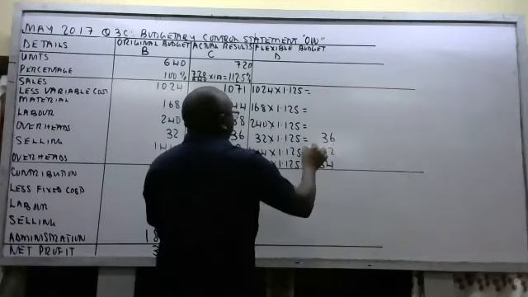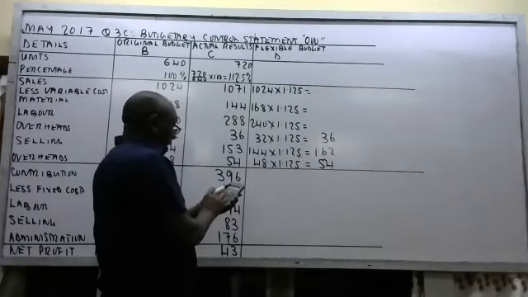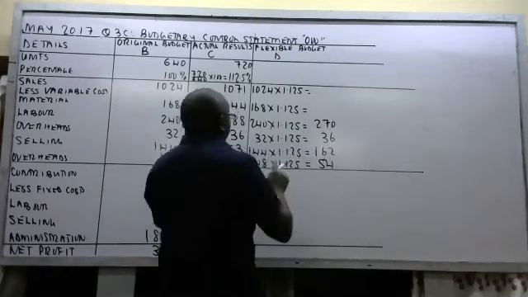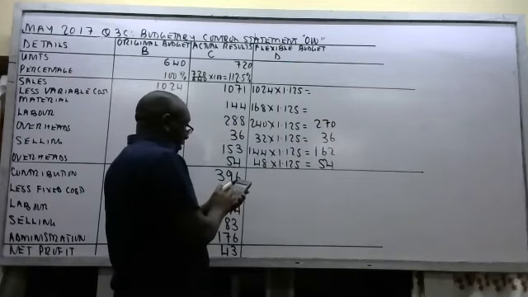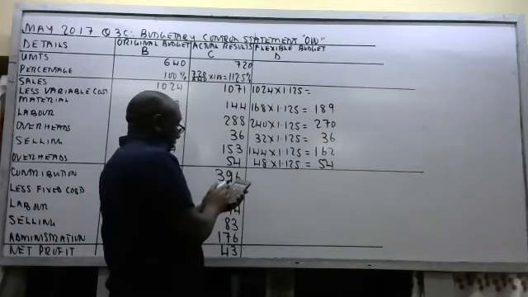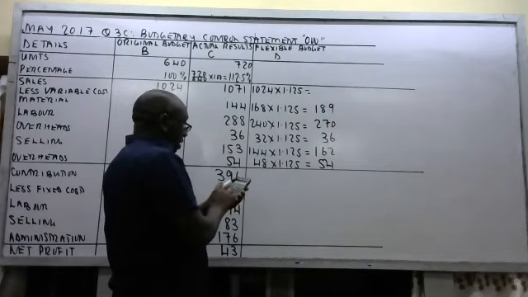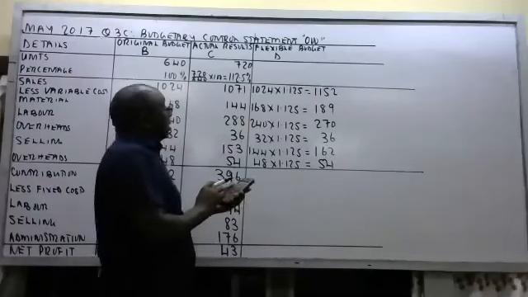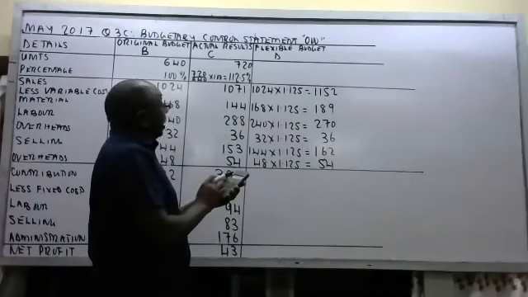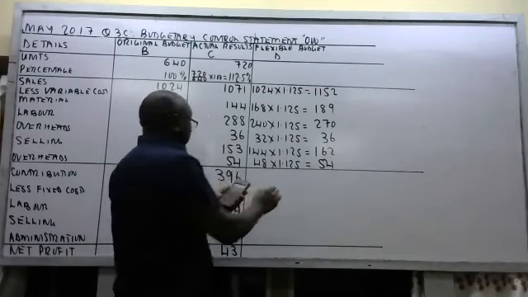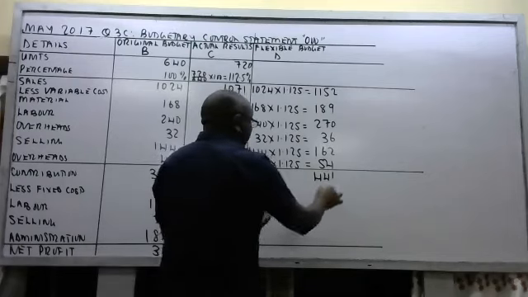I have 36. 240 times 1.125. This is 270. 189. 1024 times 1.125 is 1152. Minus 189, minus 270, minus 36, minus 162, minus 54. Are you getting 441?